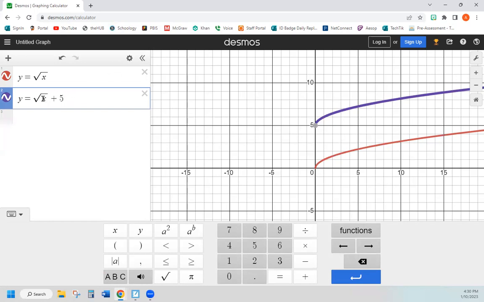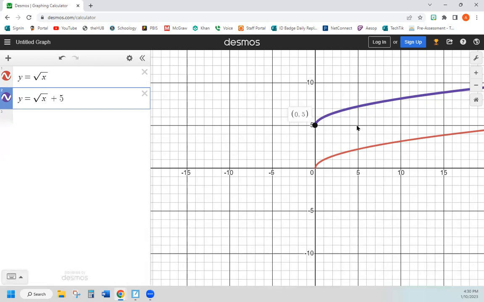I just need to stay outside of my little square root house. Then I'm going to go ahead and move to the right. I want to move to the right 5. So I want this point and every other point to move to the right 5.